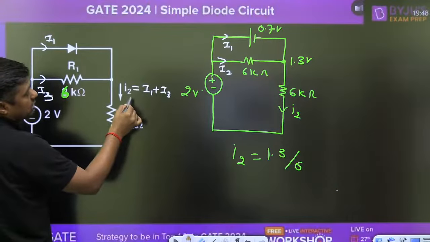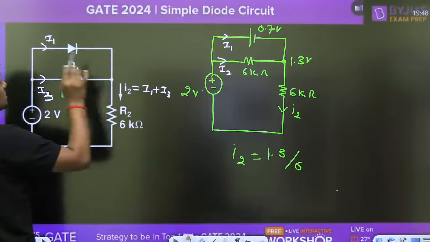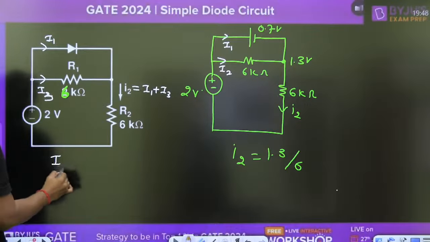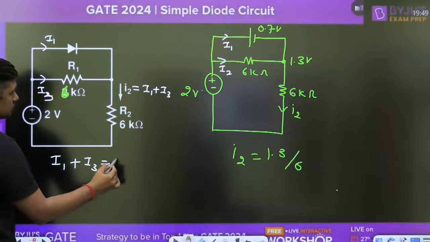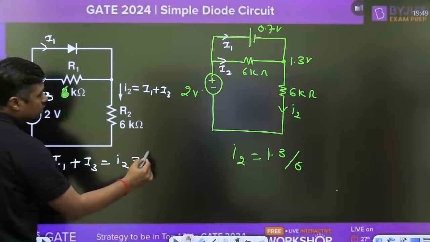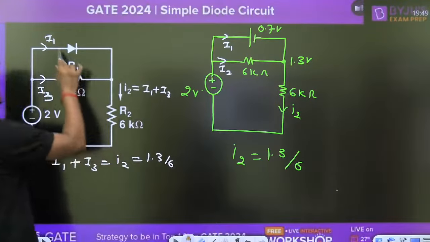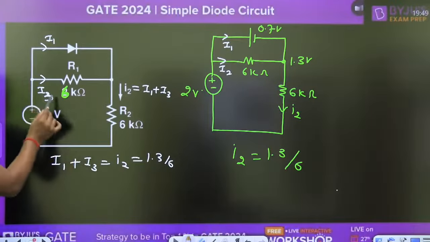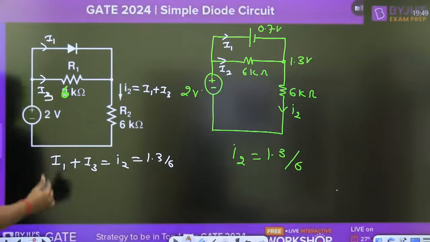And you have the idea about the I3, 1.3 divided by 6. Then you can find the current through this. I1 plus I3 is equal to I2, first equation. That is nothing but 1.3 divided by 6. I1 is the current through the diode. So what is the value of the I1? I2 minus I3. And what is the I3? 0.7 divided by 6.